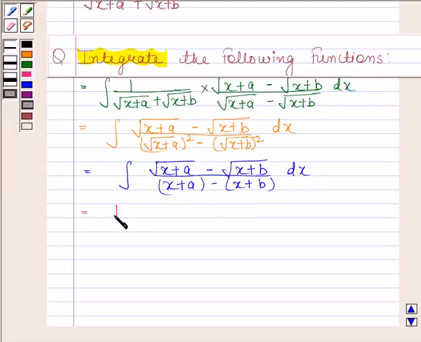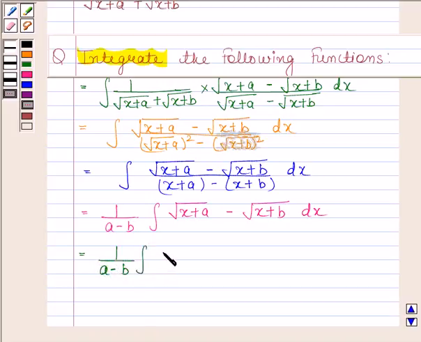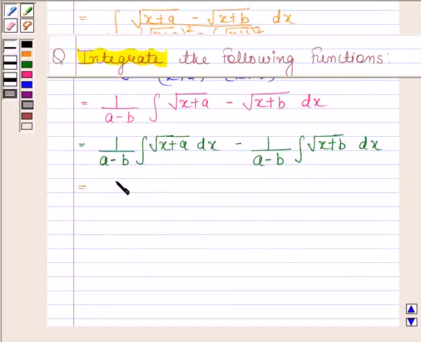This is equal to 1 upon a minus b into integral of square root of x plus a minus square root of x plus b dx. This is equal to 1 by a minus b into integral of square root of x plus a dx minus 1 by a minus b into integral of square root of x plus b dx. And this is equal to 1 by a minus b into integral of x plus a to the power 1 by 2 dx minus 1 by a minus b into integral of x plus b to the power 1 by 2 dx.